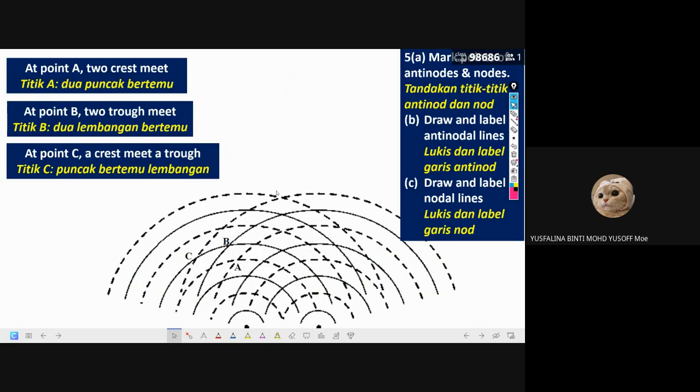So this one I actually discussed just now. Remember the dotted line is the trough and the straight line here is the crest. So maybe we can try to use this diagram. Let's try for this part, the one that I marked X there. What type of interference occurs at X? Anyone want to try? What happened at the X point?